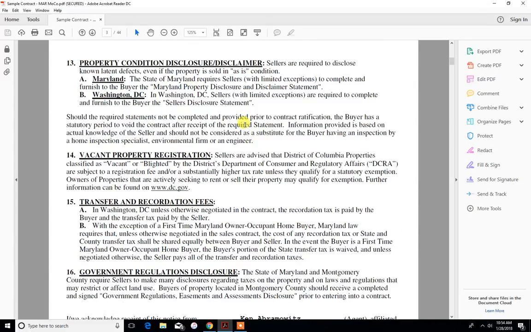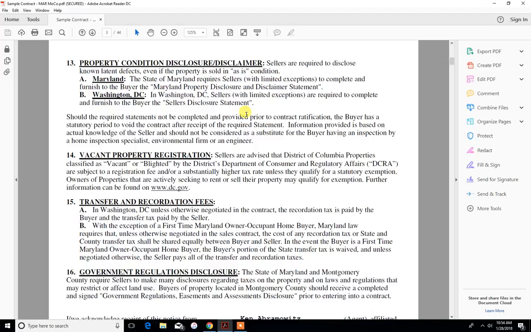This says that in the state of Maryland, in Montgomery County, we're going to get what's called a property disclosure statement from the seller. It's a questionnaire of everything that they know that's going on with the property. It could be structural, mechanical, electrical, plumbing, HVAC, all that stuff.